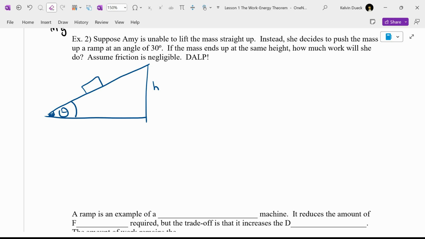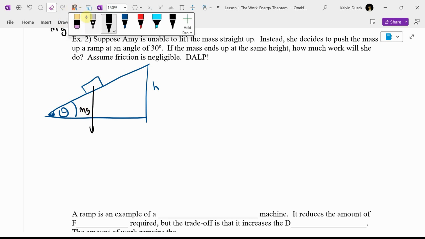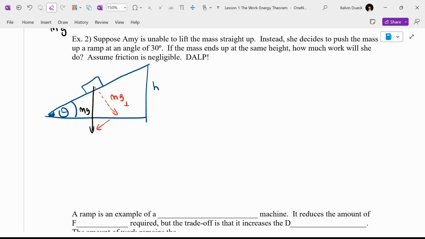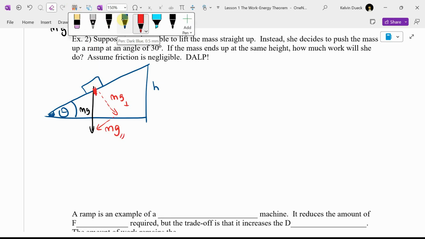What are the forces acting on it? Get the obvious one. Thank you. The obvious one, gravity. Is there an angle? Components. Here's mg perpendicular. Here's mg parallel. What else, Riley?